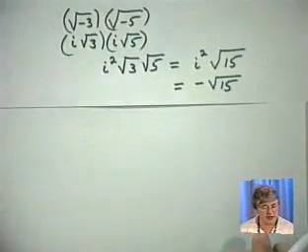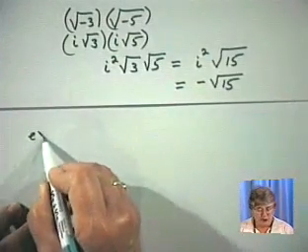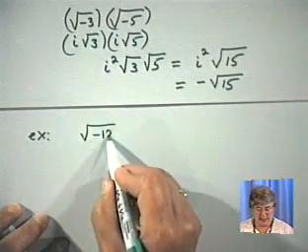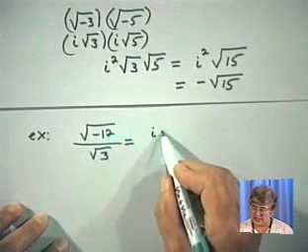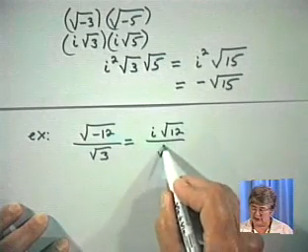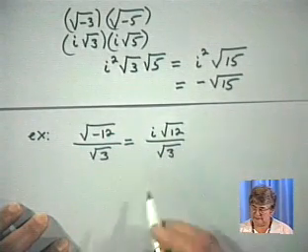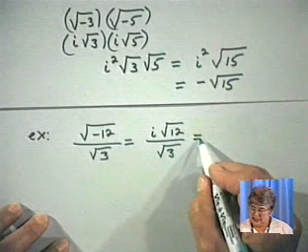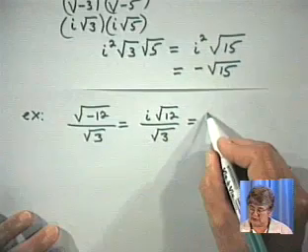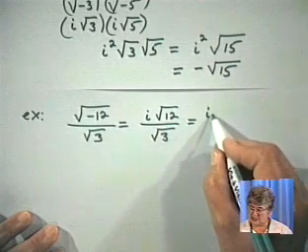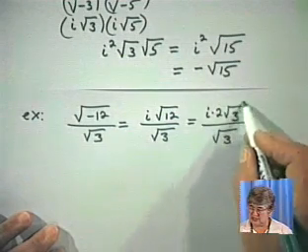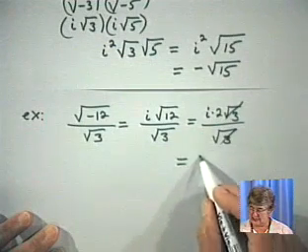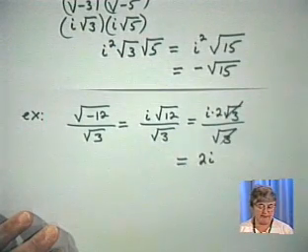Let's do another example. Suppose that we have the square root of negative 12 divided by the square root of 3. First, write this as an I number. That's I times the square root of 12 divided by the square root of 3. Okay? Let's, in this case, take the perfect square factor of 12, which is 4, and take it to the outside. So we have I times 2 times the square root of 3 divided by the square root of 3, and we can cancel the square root of 3 and say that this number is just equal to 2I.